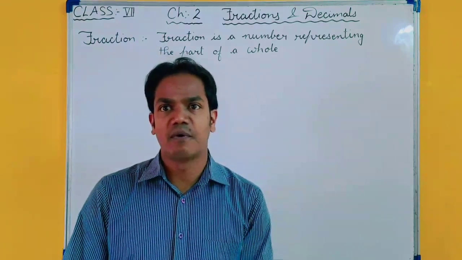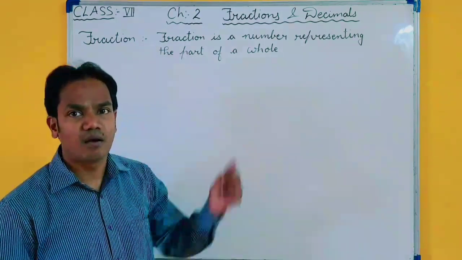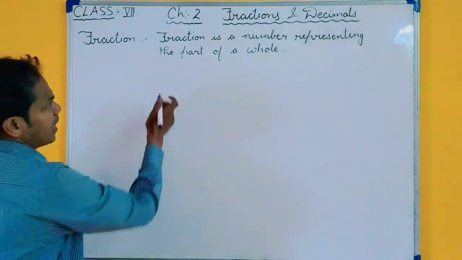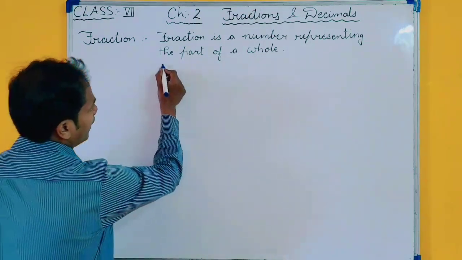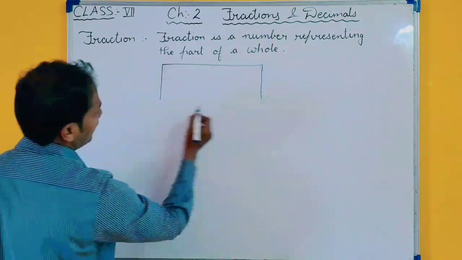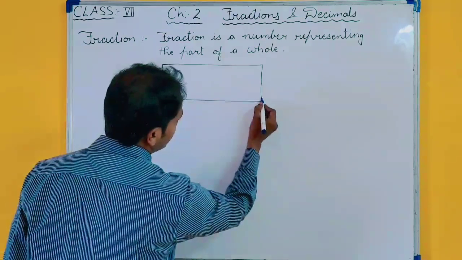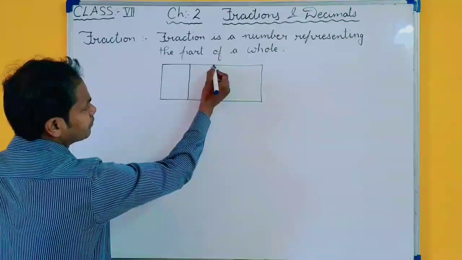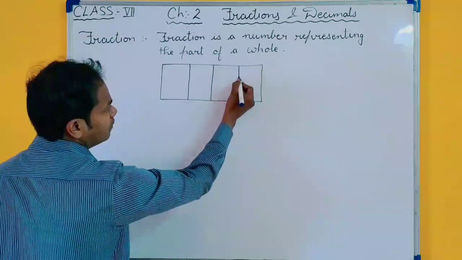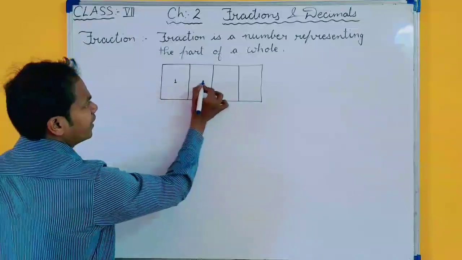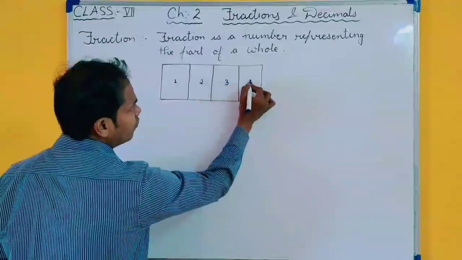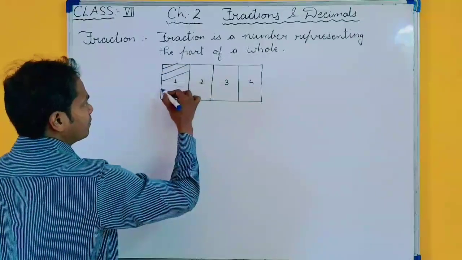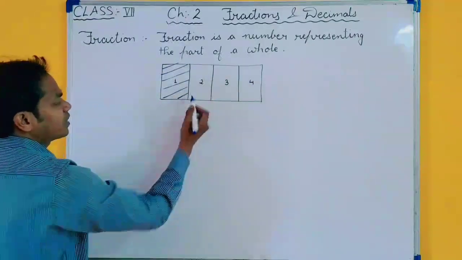A fraction is a number representing the part of a whole. Okay. Now how? Suppose I have taken one rectangle. I have divided this rectangle into 4 equal parts: 1, 2, 3 and 4. I will shade only one portion. Okay. So what is a fraction?